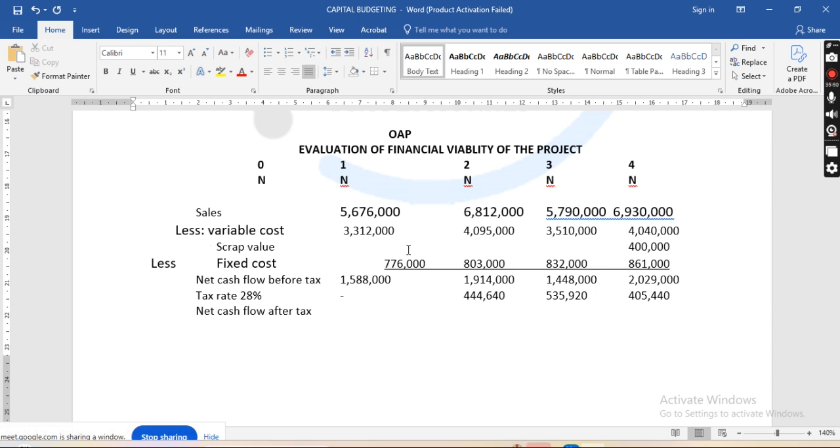Class, are we still together? So this value for this last one will actually change. Class, 6,930,000 minus 4,040,000 plus 400,000 minus 861. What do we have?